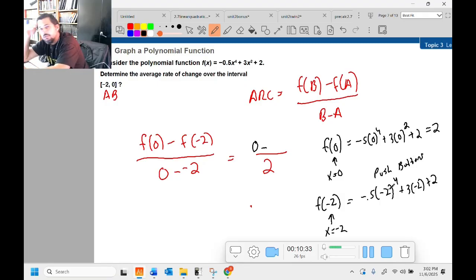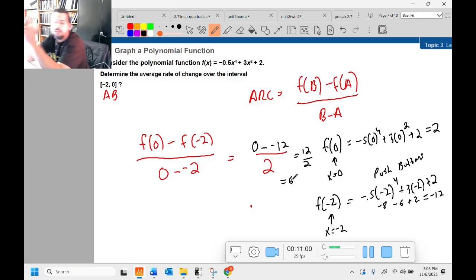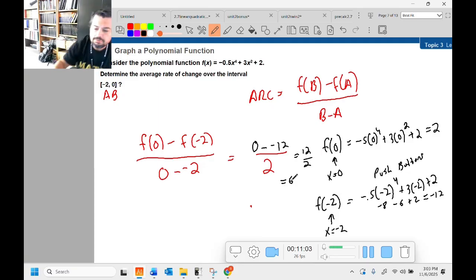If you take a negative 2 and you multiply it by itself 4 times, you're going to have a positive 16. There is a negative 0.5 that's saying cut it in half, make it negative. This is negative 8. This is negative 6, and that's plus 2. And you got 8 minus 6, which is negative 14. You add 2 back, and you have a negative 12. Careful on your signs. This is 0. Take away a negative 12. That's a positive 12 sitting pretty over 2. And you get 6.